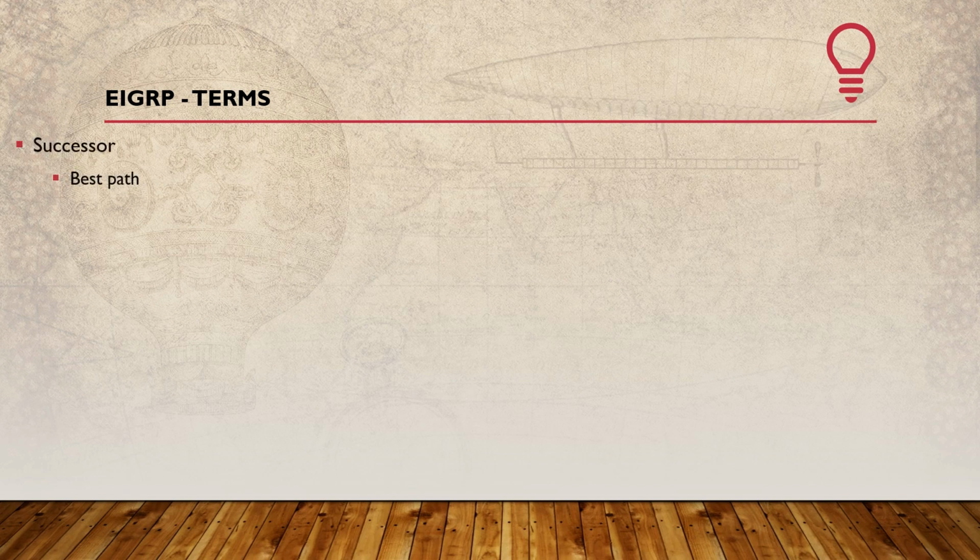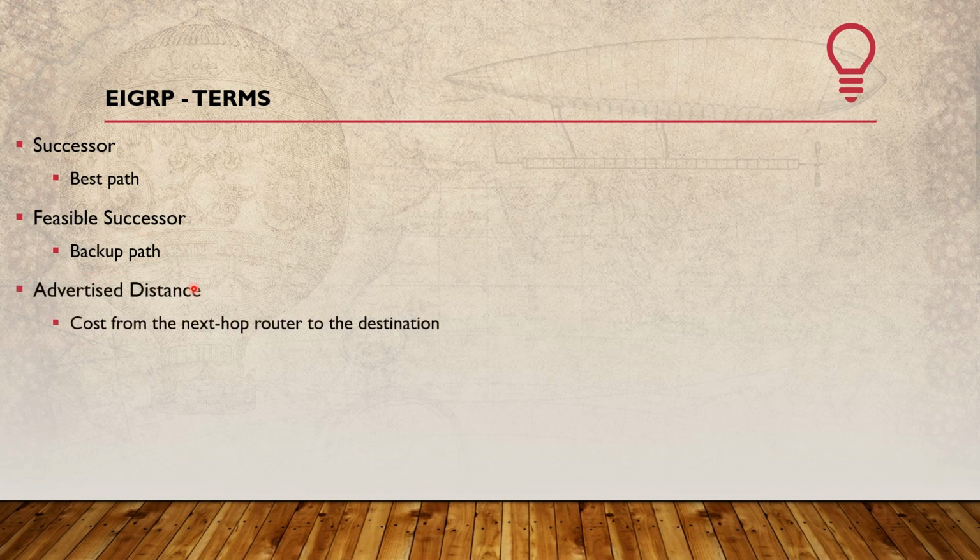Let's see the EIGRP terms. Successor means the best path, and feasible successor means a backup path. Advertised distance means the cost from the next hop router to the destination. The feasible distance is the total cost from the local router to reach the destination. We will cover feasible successor, advertised distance, and feasible distance in depth in an upcoming video.